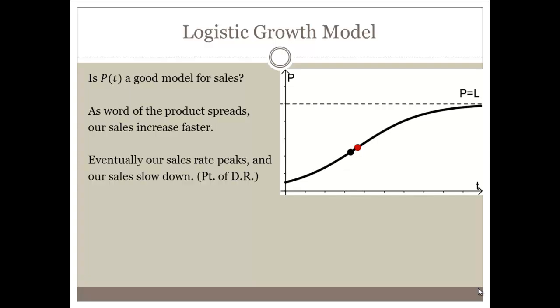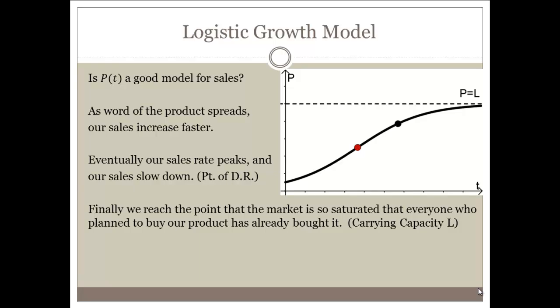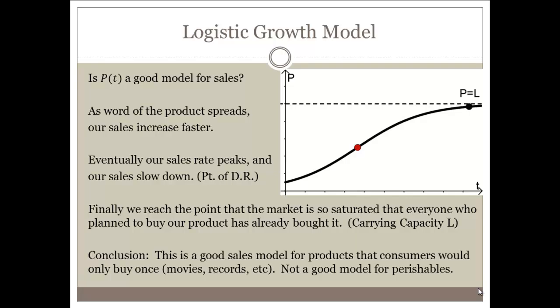But eventually, our sale rate peaks, and our sales start to slow down. This is at the point of diminishing return. Then, our sales get slower and slower, and eventually we reach the point that the market is so saturated that everyone who planned to buy our product has already bought it. This is our carrying capacity, L. So our conclusion is that this is a good sales model for products that consumers would buy only once, like movies, records, and so on. But it wouldn't be a very good sales model for perishables like food.